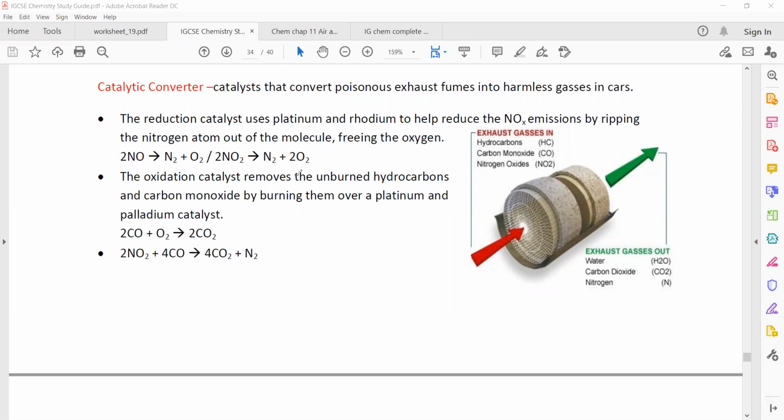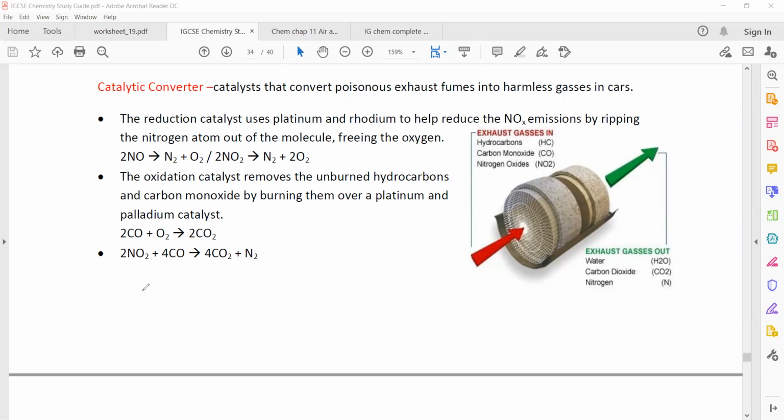Then what happens? The oxidation catalyst removes the unburned hydrocarbon and carbon monoxide by burning them over a platinum and palladium catalyst. The unburned hydrocarbon is supplied oxygen so that it can burn, and carbon monoxide reacts with oxygen to form carbon dioxide. That's called the oxidation catalyst.